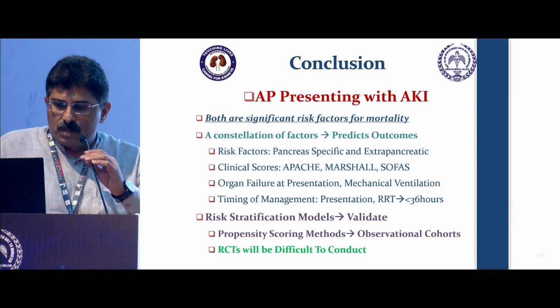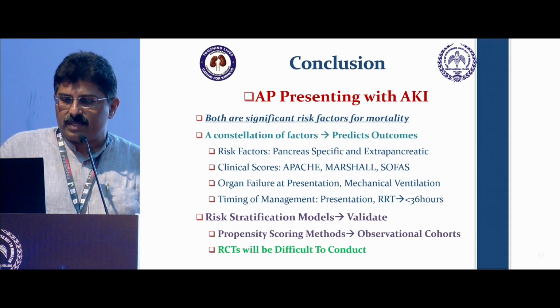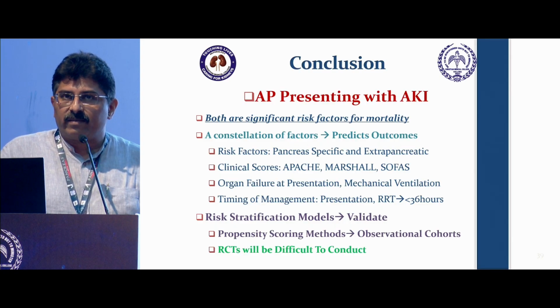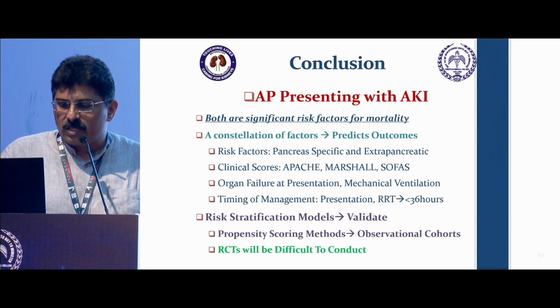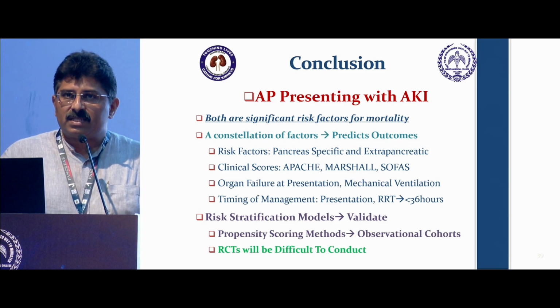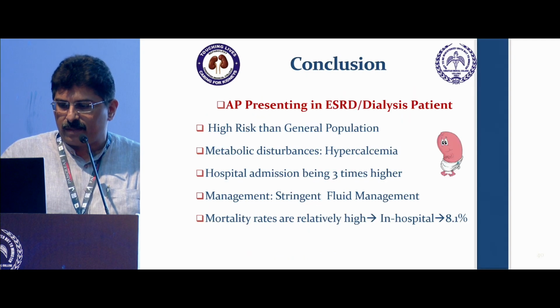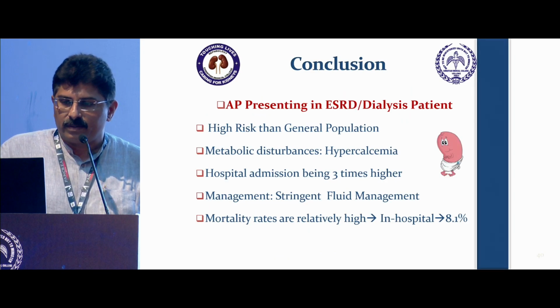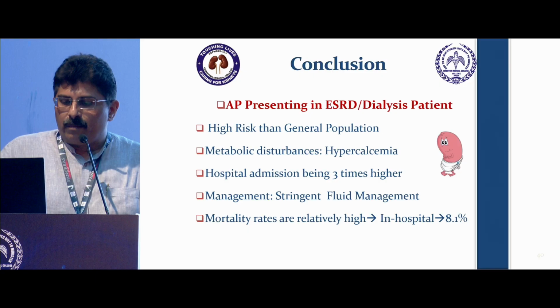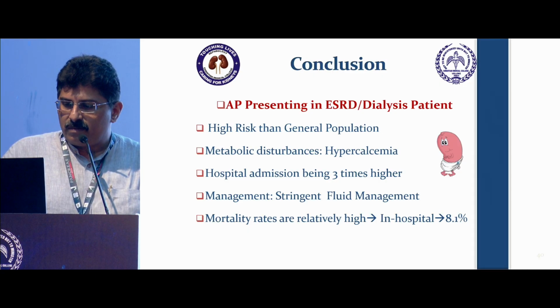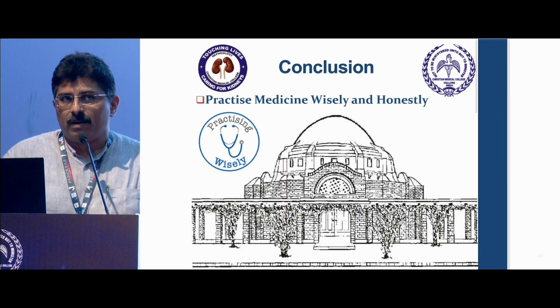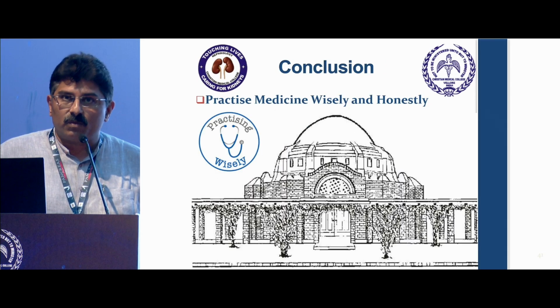Yeah, so to conclude, acute pancreatitis presenting with AKI, both are significant factors for mortality. You need risk stratification models to validate it. The best way to go forward is an observational cohort with propensity scoring methods to see the benefit of treatment. And with ESRD patients, they are elusive, with different metabolics, hypercalcemia. So till then, practice medicine wisely, and thank you.